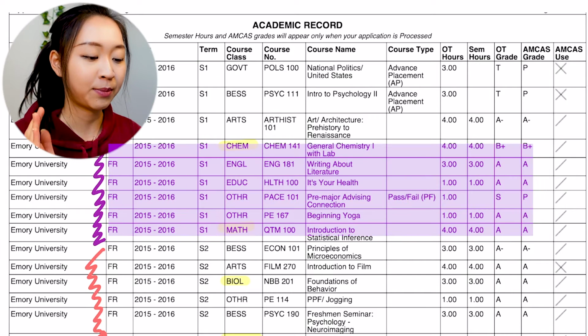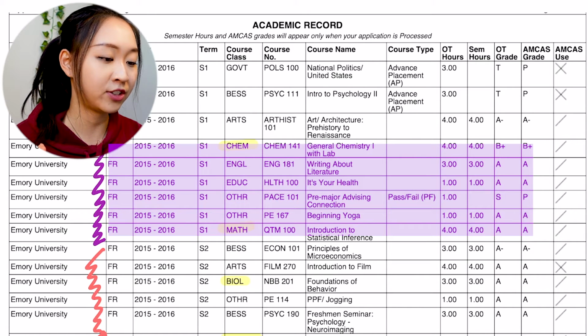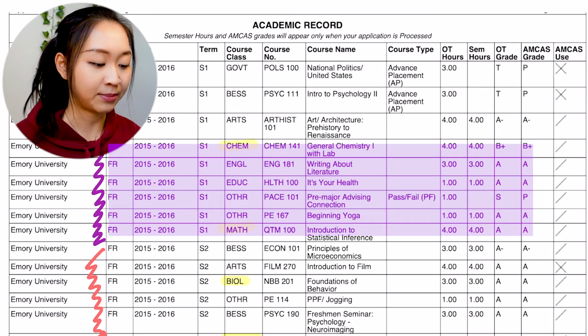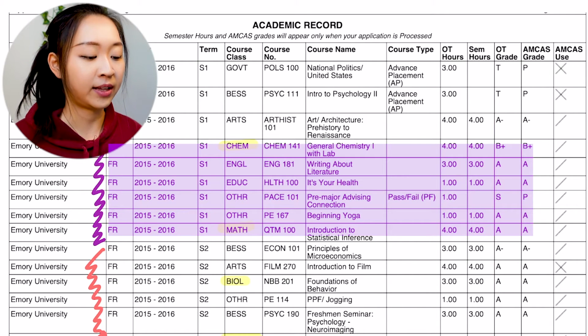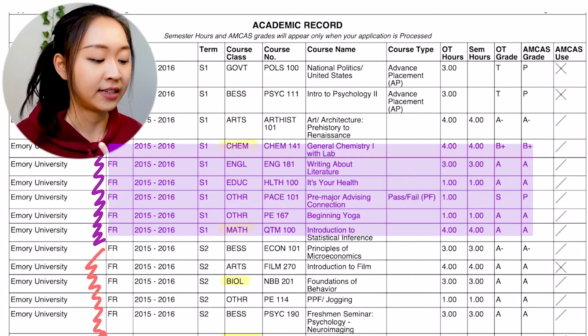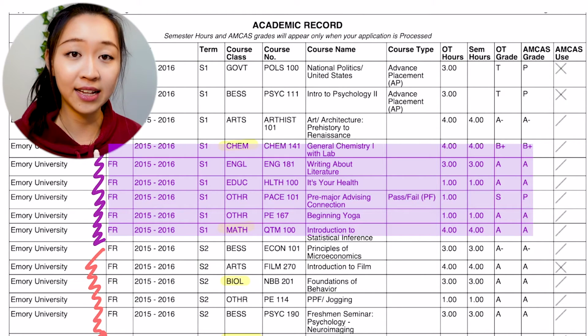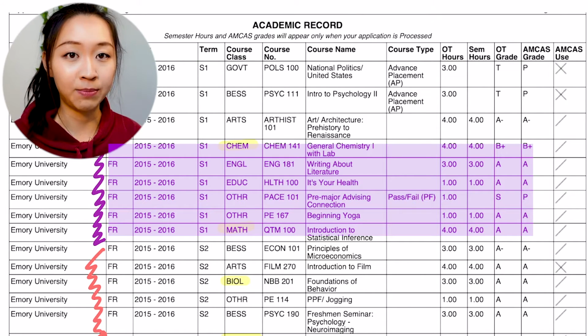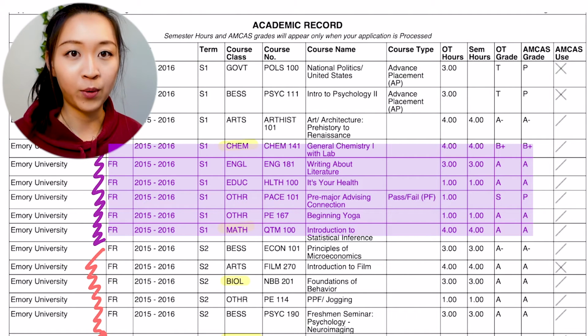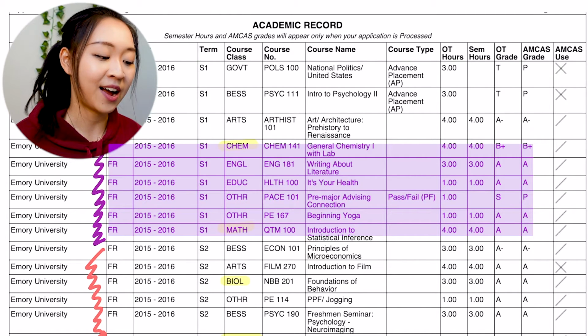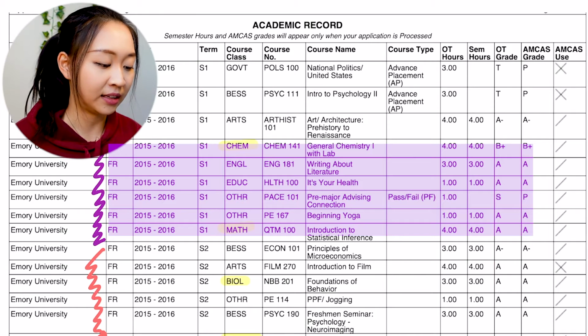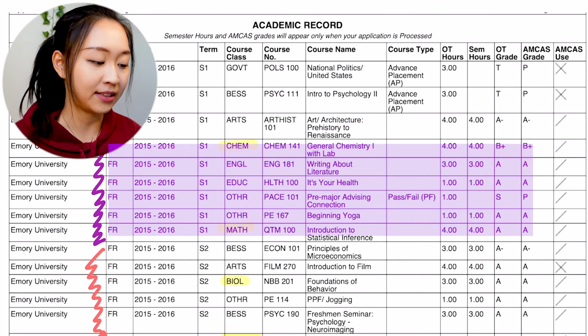So as you can see, in the purple region, freshman year, first semester, I took all of these random classes, and only general chemistry and Introduction to Statistical Inference, which is a statistics class, counted towards my science GPA or my pre-med requirements. I was taking art history, yoga classes, microeconomics, and also literature classes. So you can see that I wasn't really sure about going to medical school during my freshman year.